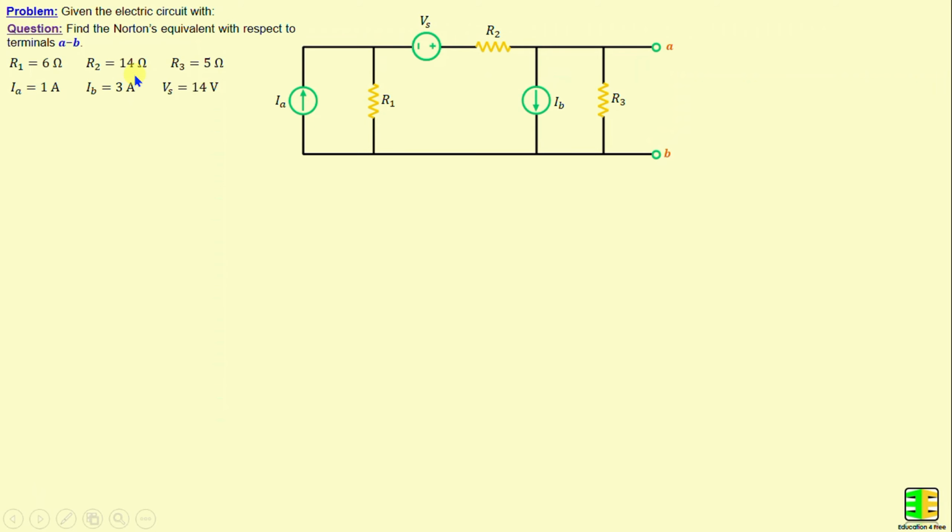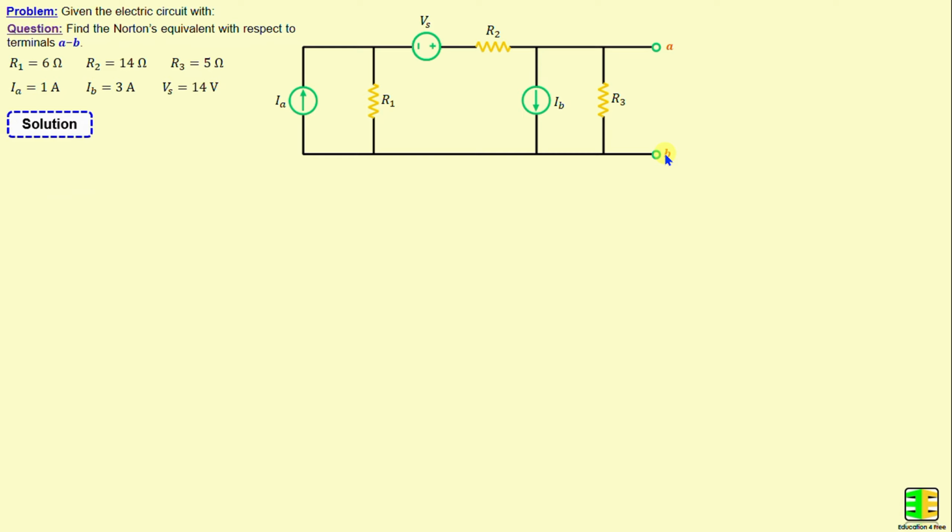Let's consider this network consisting of 3 resistors labeled R1 through R3, as well as 2 independent current sources IA and IB and 1 independent voltage source Vs. The question now is to find the Norton's equivalent with respect to terminals A and B. Let's move on to the solution.